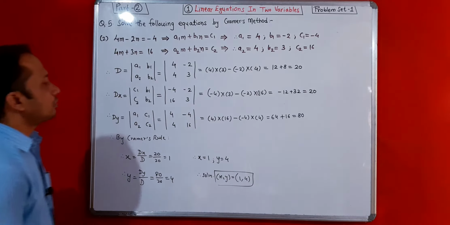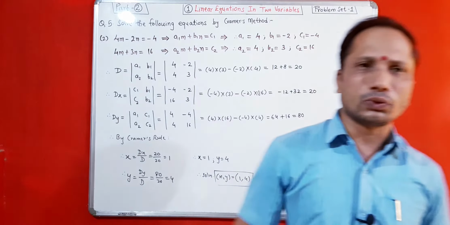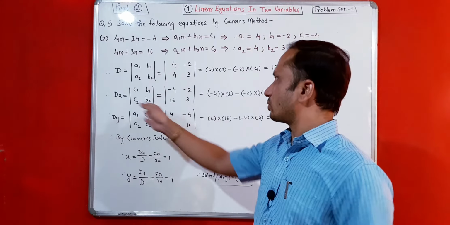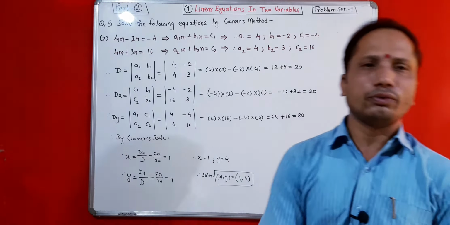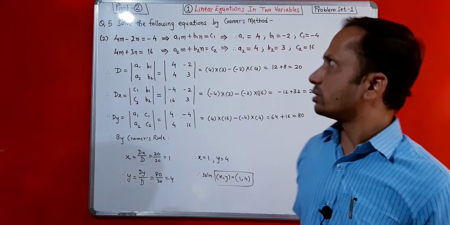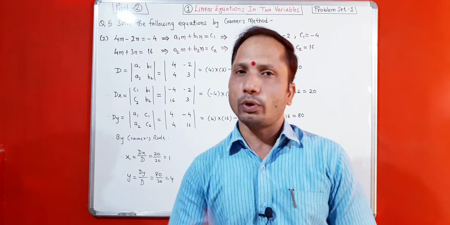So in this way you have to solve this. It is very easy. You just have to follow the rules, Cramer's rule and this determinants rule. This is the determinants rule, and the rest is Cramer's rule, and you will finally get your solution. So this is problem number 2 from question number 5, and now we are going to solve problem number 3.